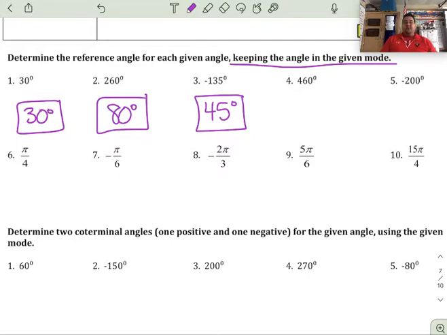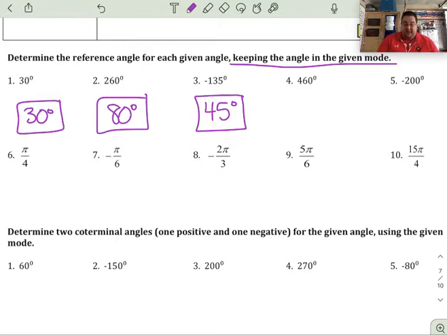Number 4, 460 degrees. So are we closer to 0, 180, or 360? Well, technically we're closest to 360, right? But 460 is 100 degrees away from 360, which means that it's not an acute angle. And remember, we said reference angles have to be acute angles.